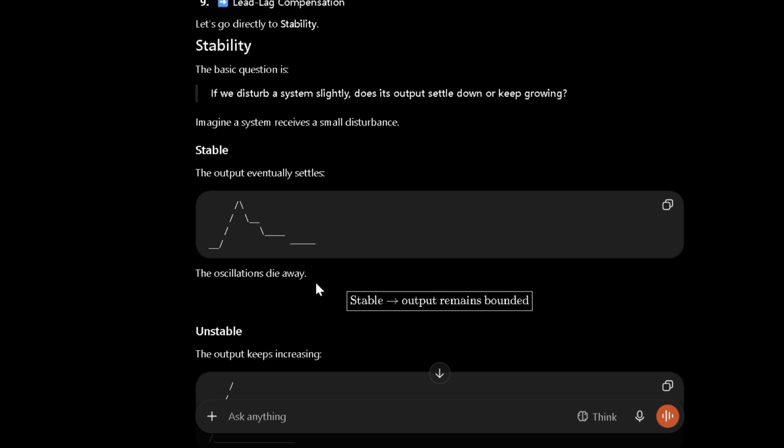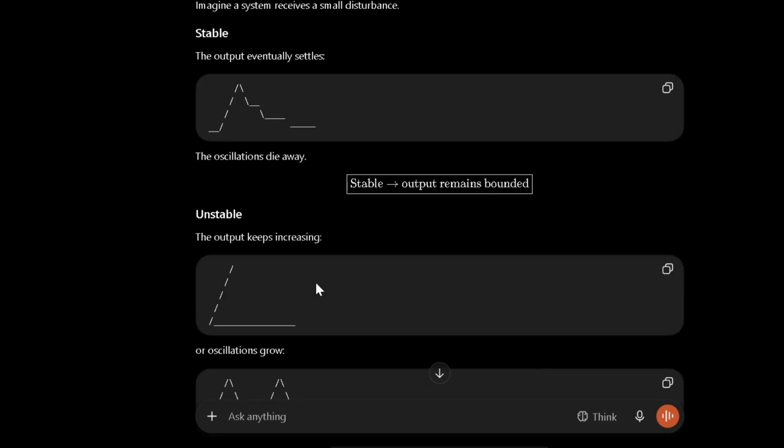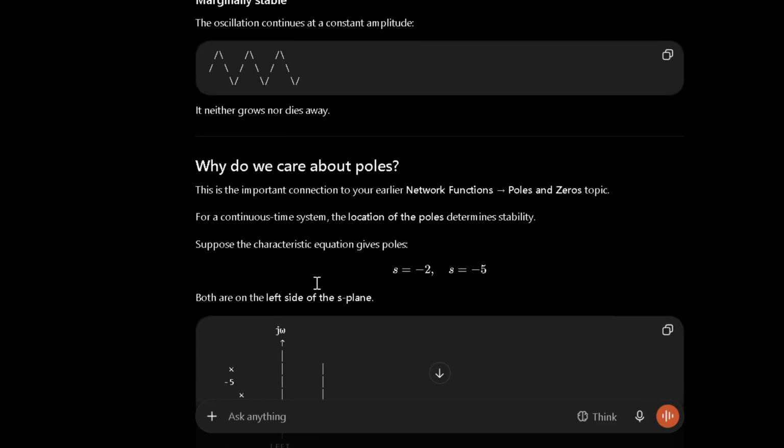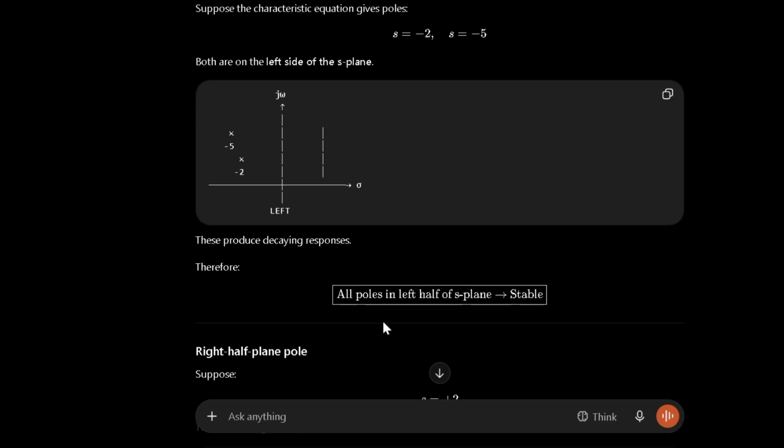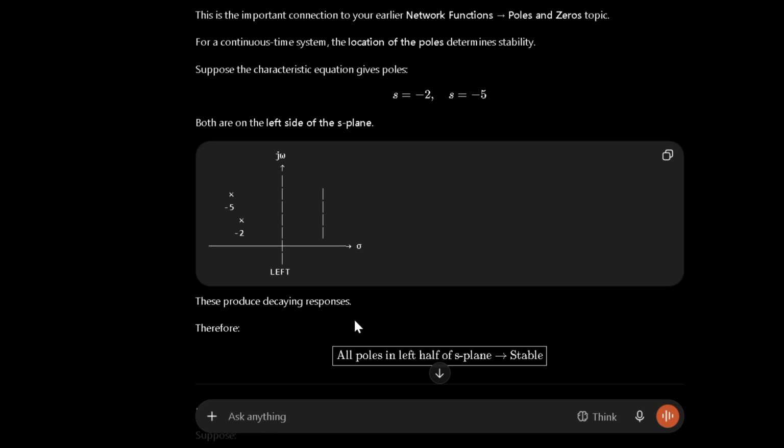Unstable: the output keeps increasing, which means the system is not stable, it is failing. The desired output is not coming. Unstable, the output becomes unbounded. Marginally stable: the oscillation continues at a constant amplitude. It neither grows nor dies. It keeps increasing, reducing, increasing, reducing like that.